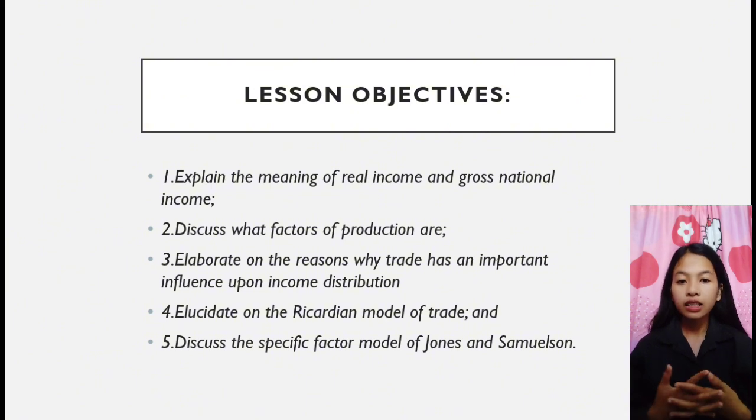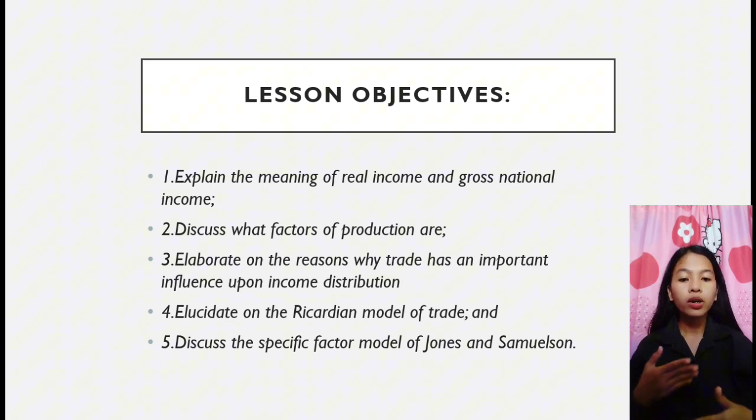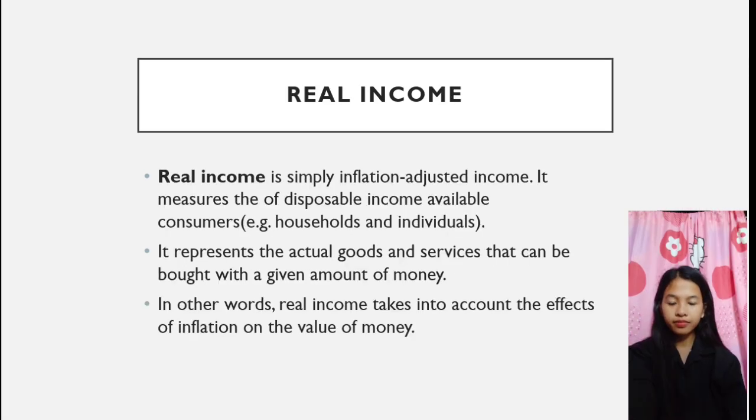First is to explain the meaning of real income and gross national income. Second is to discuss what factors of production are. Third is to elaborate on the reasons why trade has an important influence upon income distribution. Fourth is to elucidate on the Ricardian model of trade. And lastly, to discuss the specific factor model of Jones and Samuelson.